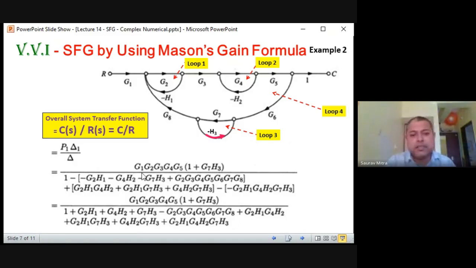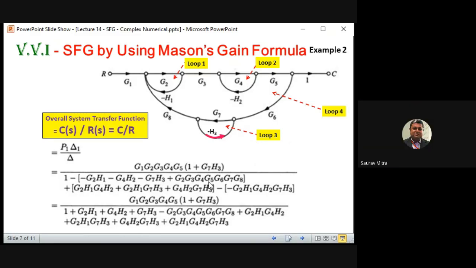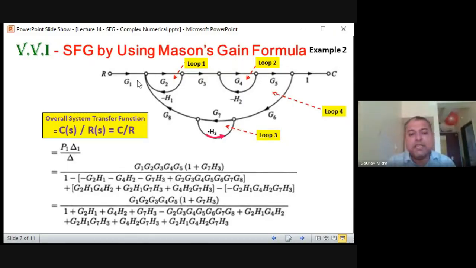So this is what it is: G1, G2, G3, G4, G5. This is the P1, this is delta 1. Now this line you should write first: 1 minus individual loop gains. So this is loop 1 gain G2H1 negative, loop 2 gain G4H2, loop 3 gain G7H3. There is a negative because G3 is negative, G4 is negative, G7H3. But the fourth thing is positive, because this is G6, G7, G8, a positive feedback. Likewise, plus this is L1 L2, this is L1 L3, and this is L2 L3.